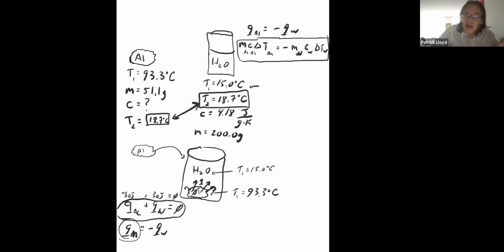We're substituting in MC delta T for both the aluminum and the water. We know a lot of these values. We know the mass of the aluminum. We know the change in temperature of the aluminum. We know the mass of the water. We know the specific heat capacity of the water. We know the change in temperature of the water. The only one we don't know is the specific heat capacity of the aluminum. So here's what we do.